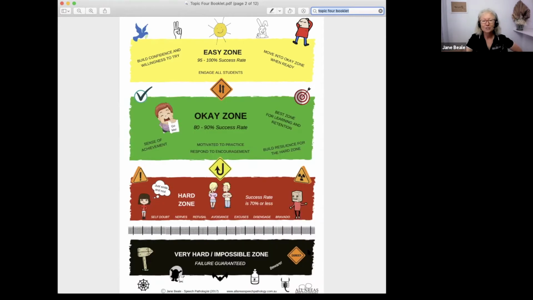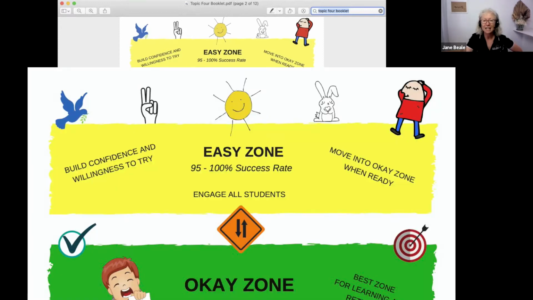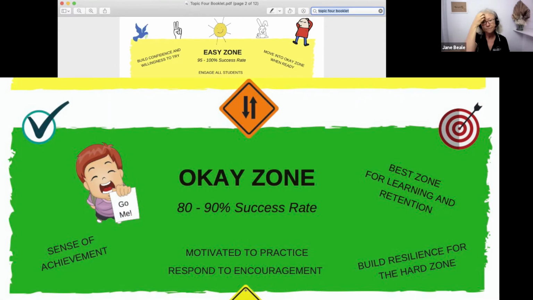What we want to do, as soon as we're getting the right kind of feedback or the right kind of results, we want to move into the okay zone. Can you see the little orange diamond with the arrows going in two directions? We want to go into the okay zone, but we can come back to the easy zone whenever we want. So we can go in between these two zones.